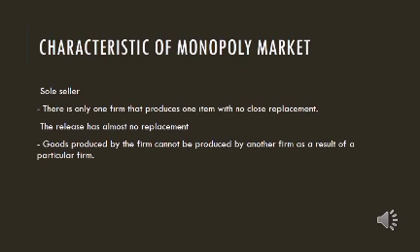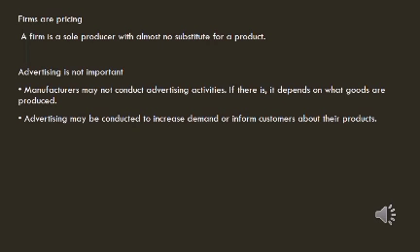Characteristic of monopoly market. Sole seller. There is only one firm that produces one item with no close replacement. The product has almost no replacement. Goods produced by the firm cannot be produced by another firm. Firms are price makers. A firm is a sole producer with almost no substitute for a product.